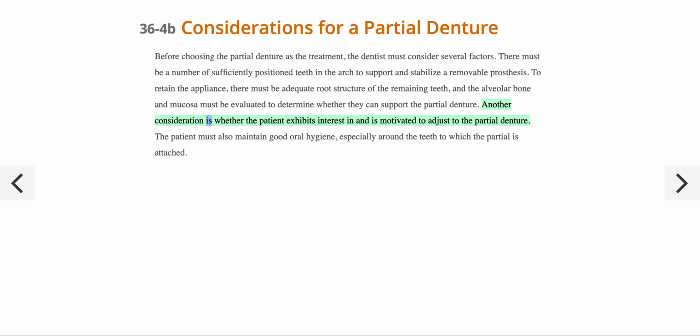Another consideration is whether the patient exhibits interest in and is motivated to adjust to the partial denture. The patient must also maintain good oral hygiene, especially around the teeth to which the partial is attached.